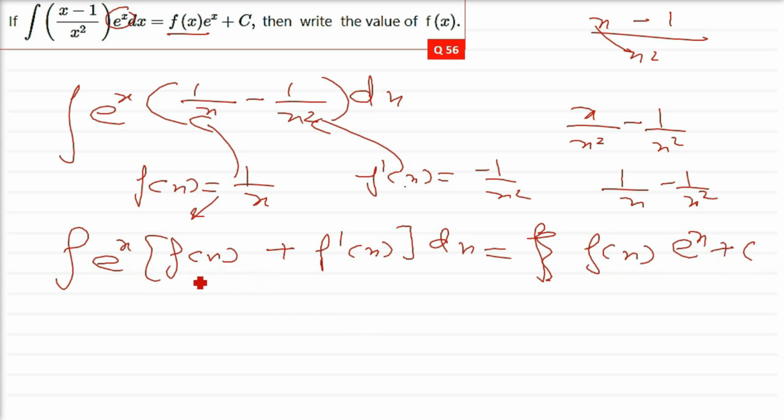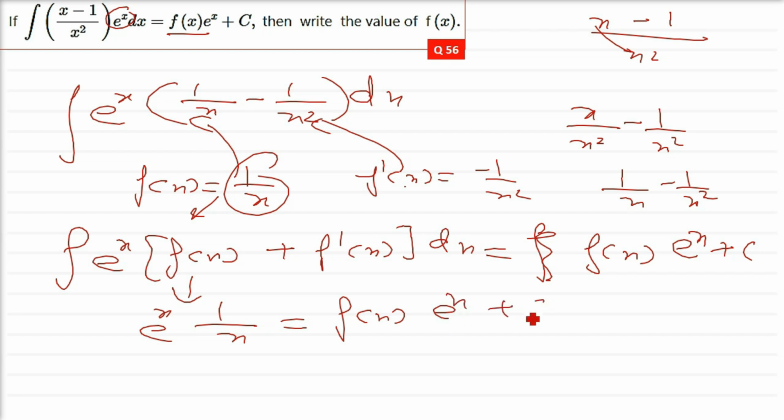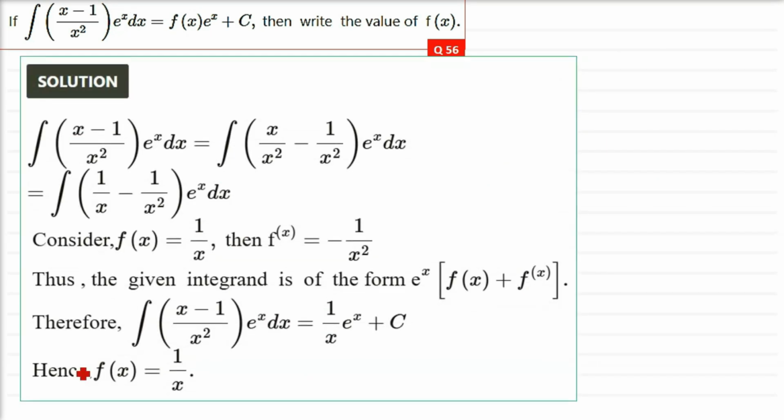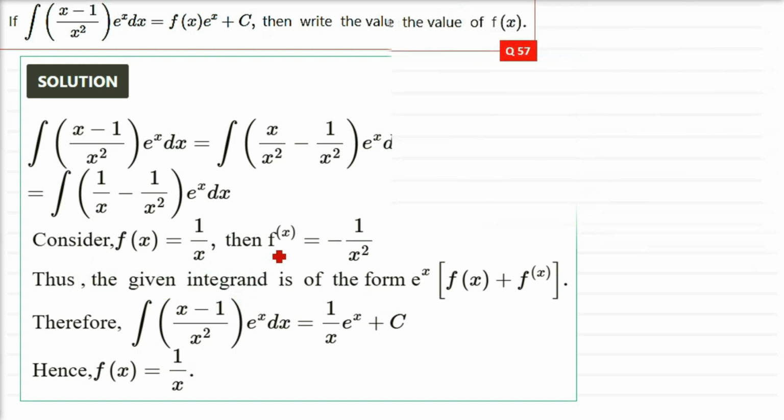What is f(x) here? f(x) is 1 by x. That's what we have started with. So just write 1 by x, and this is equal to f(x) e raised x plus c. Now equate these two. So when we equate, 1 by x is actually the f(x). The function is 1 by x, which you can write like this. This is your final result. As you see here, the directions I gave you are exactly like this, but the English-like explanation should be like this.